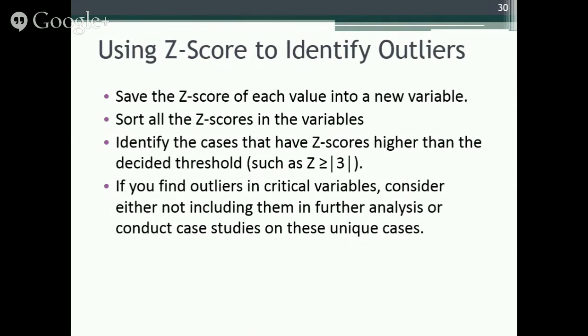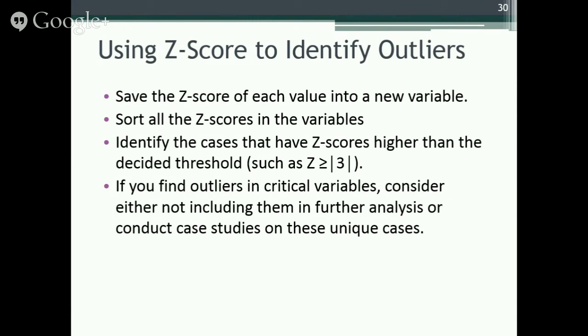We can use z-scores to identify outliers. When we calculate z-scores, we can find out what they are relative to a standard deviation, and we can do that relative to plus or minus 3 standard deviations. In SPSS, we can calculate z-scores. We don't have to do this by hand, and certainly we have a tool that makes it easy for us now, but you may want to know the formula anyways. We can save the z-score into a new variable in SPSS, sort the z-scores, and then identify cases that have z-scores higher than the decided threshold, which is typically plus or minus 3.